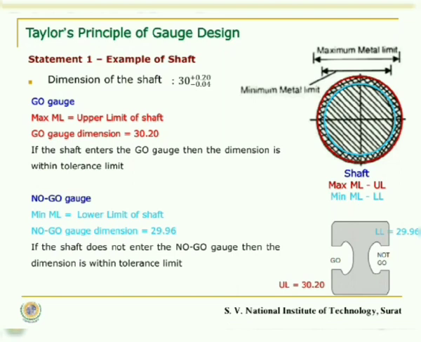Now let us understand the no go gauge. The no go gauge should identify the minimum metal limit. In the present case, it is the lower limit of the shaft. So the no go gauge dimension has to be 29.96. If the shaft does not enter the no go gauge, then the dimension is within the tolerance limit.